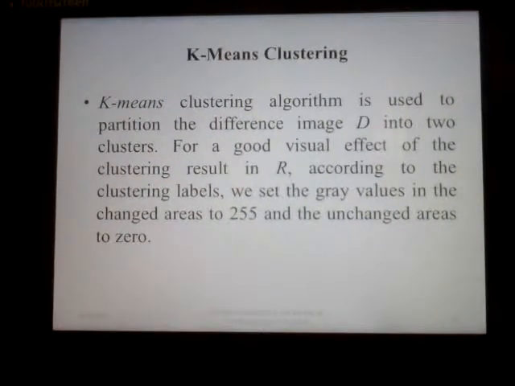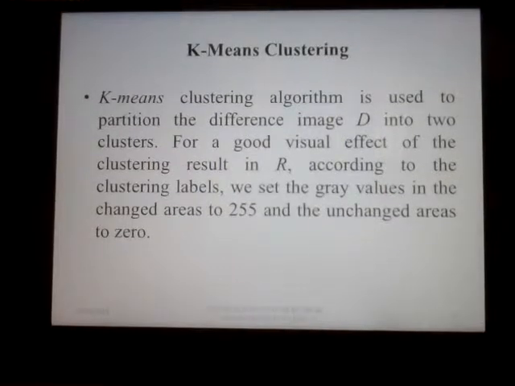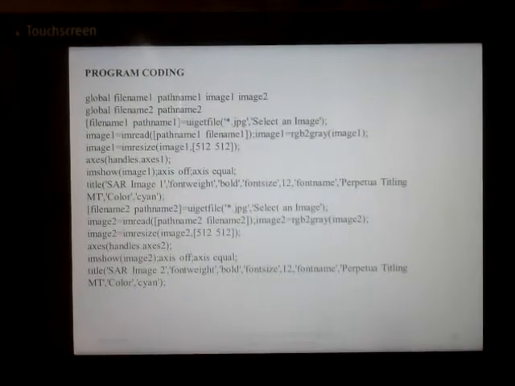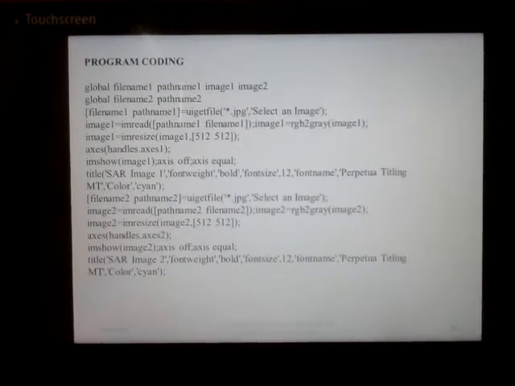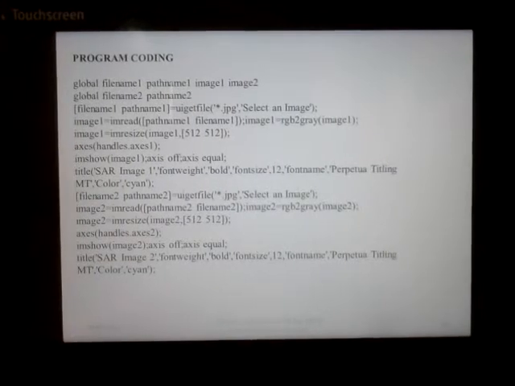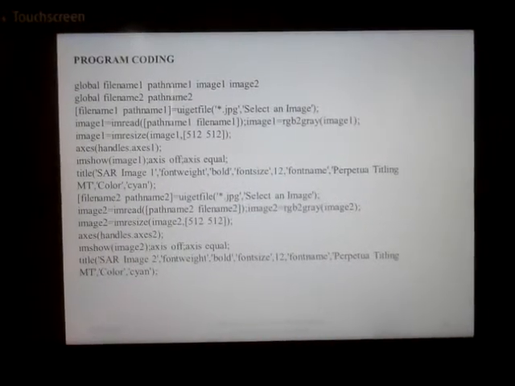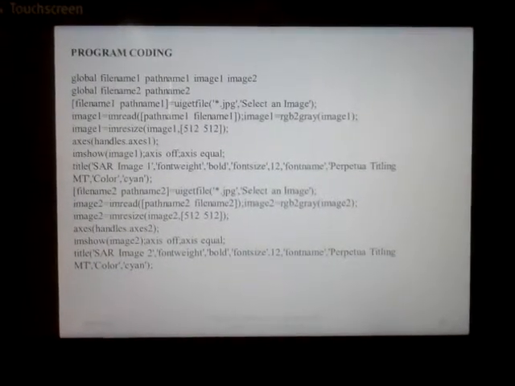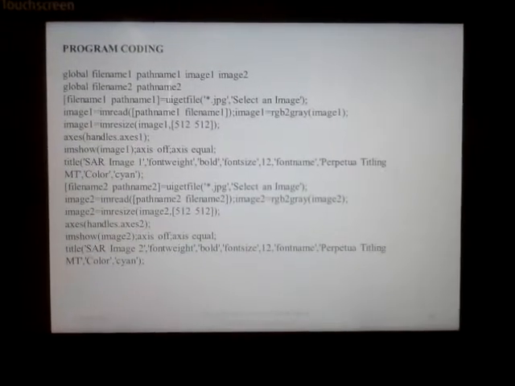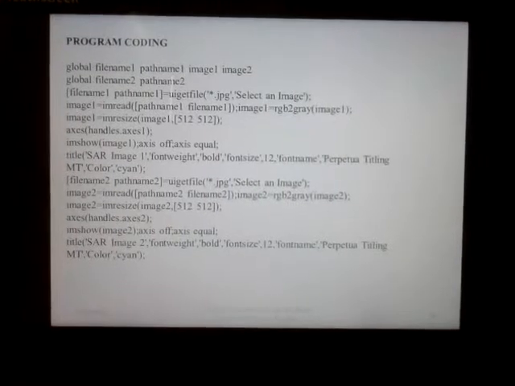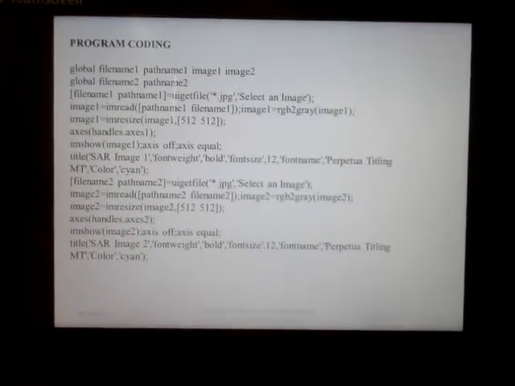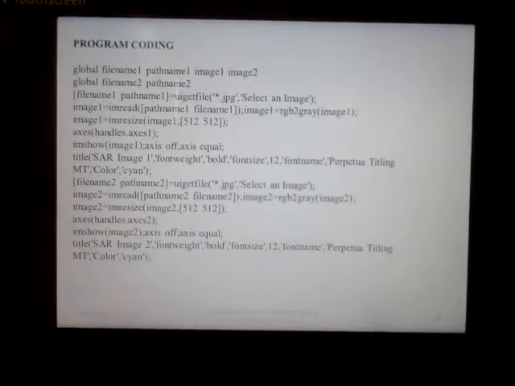K-means clustering. The K-means clustering algorithm is used to partition the difference image D into two clusters. We first select two images by giving the file name and its path with the image name. Then we give a global declaration in order to call all variables. uigetfile is used to select the image, then read the image, and here we do two operations. One is converting to gray and the second is resizing it. We convert the original image to a gray image because in our paper we work only with gray images. Resizing is done to get a square matrix.